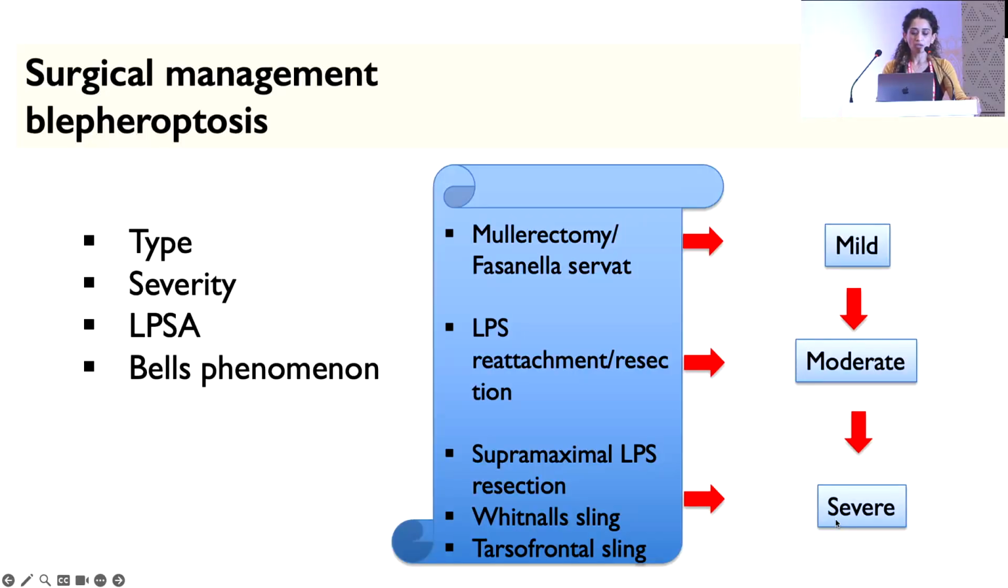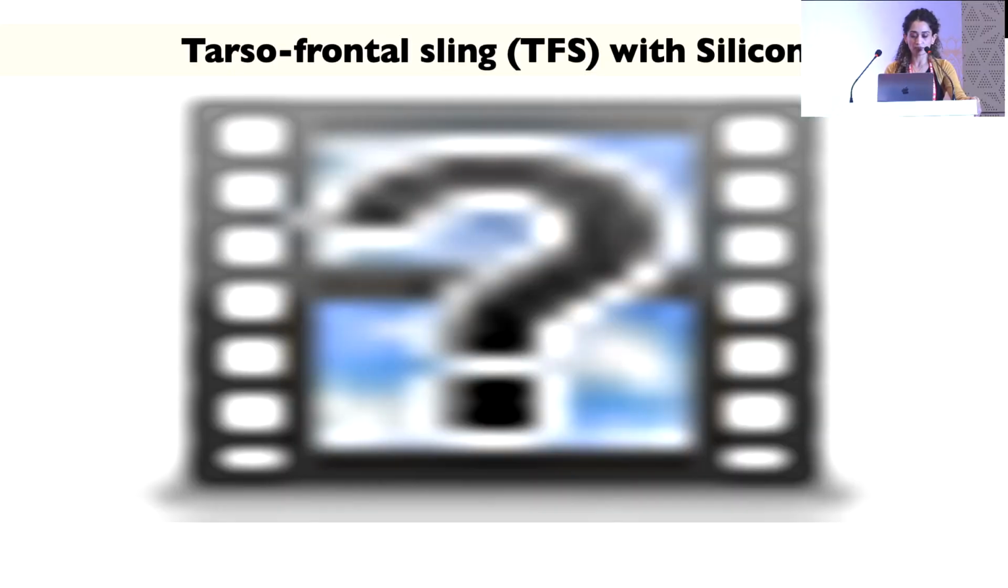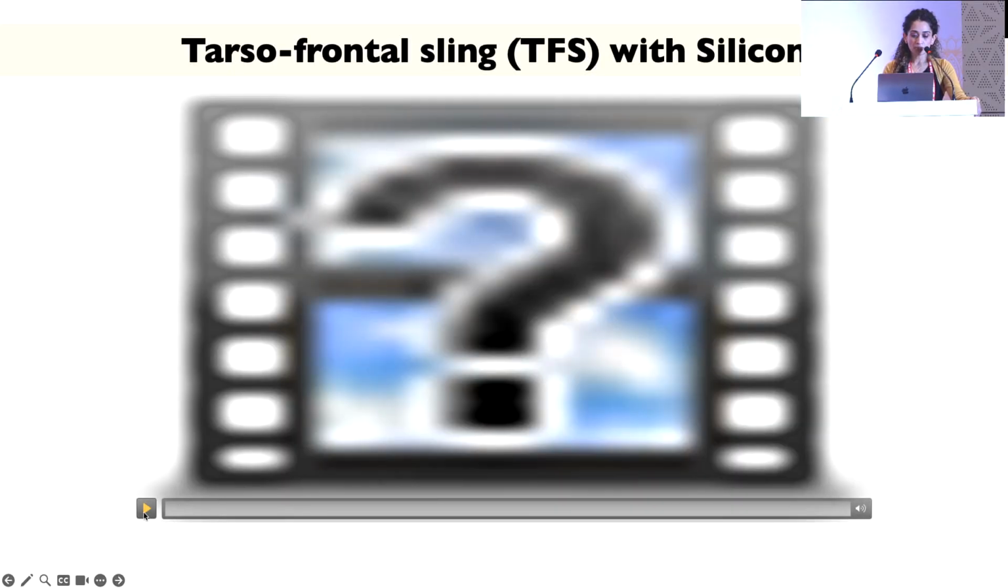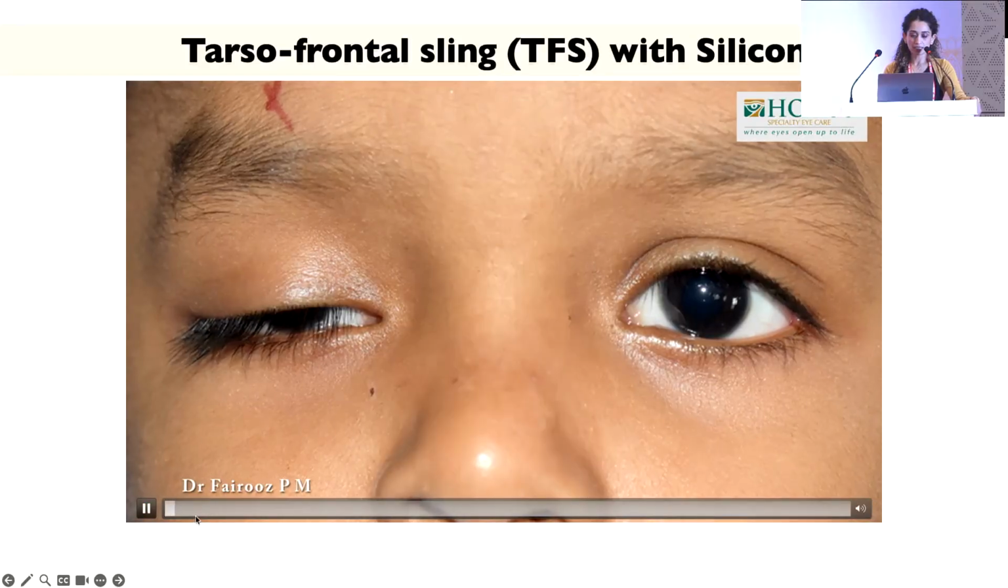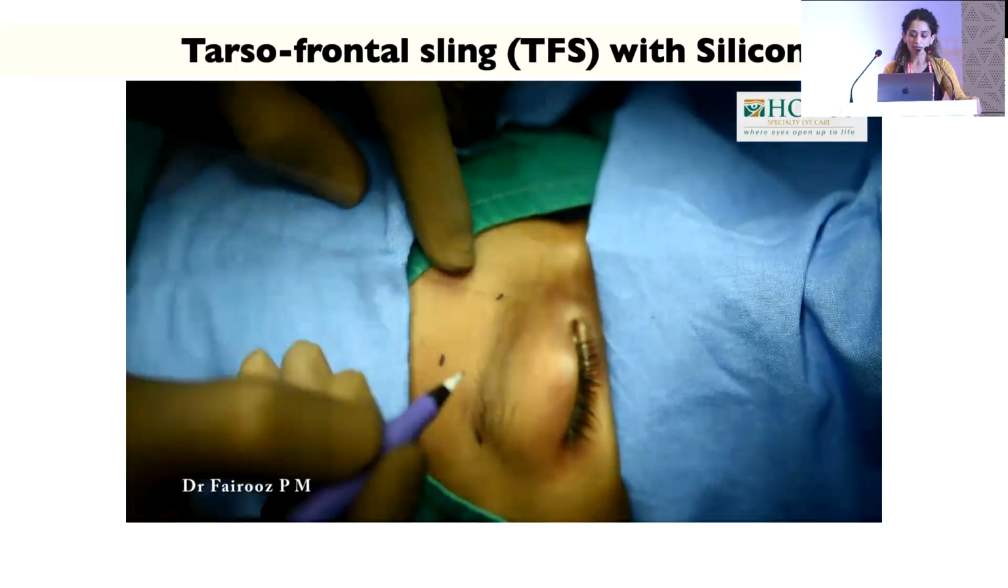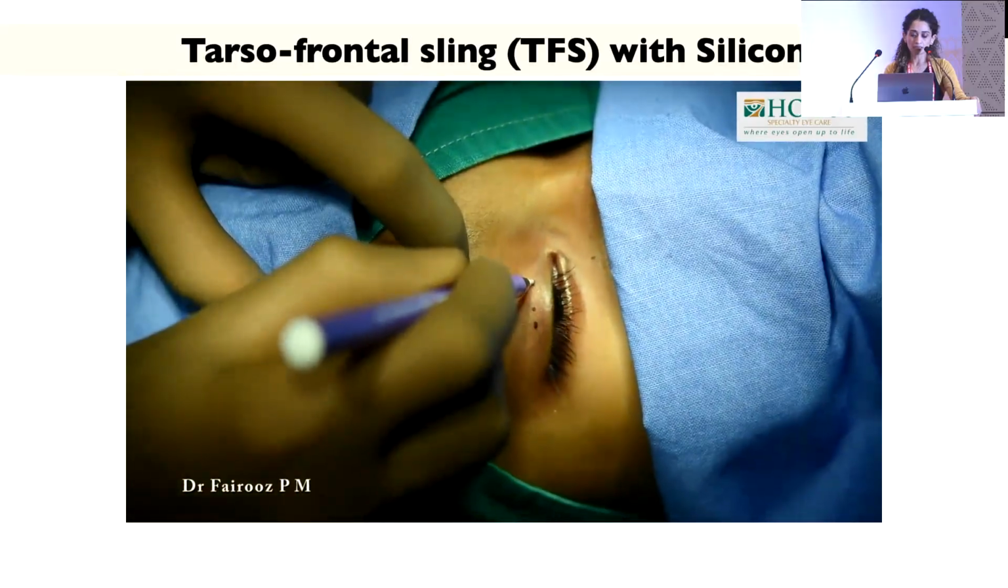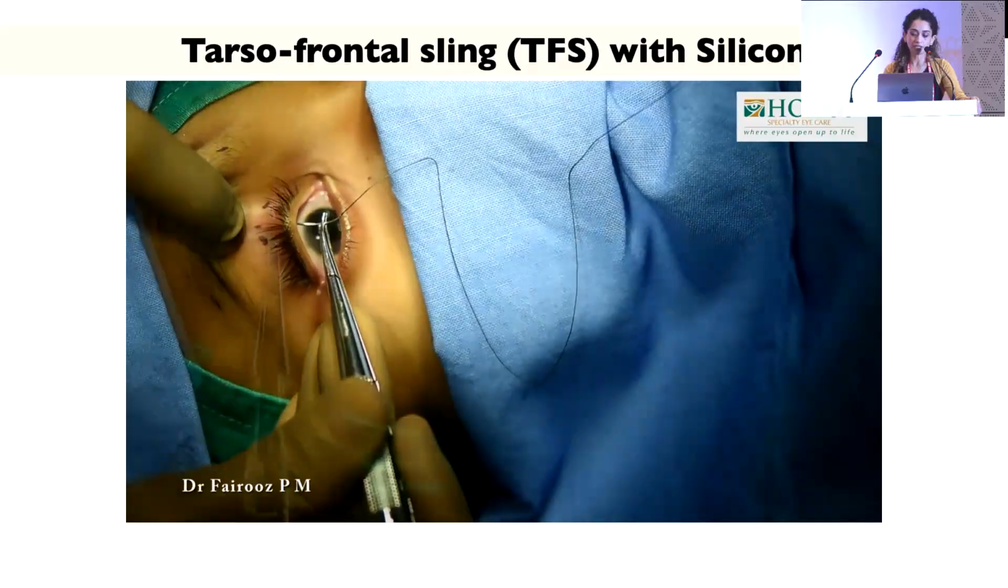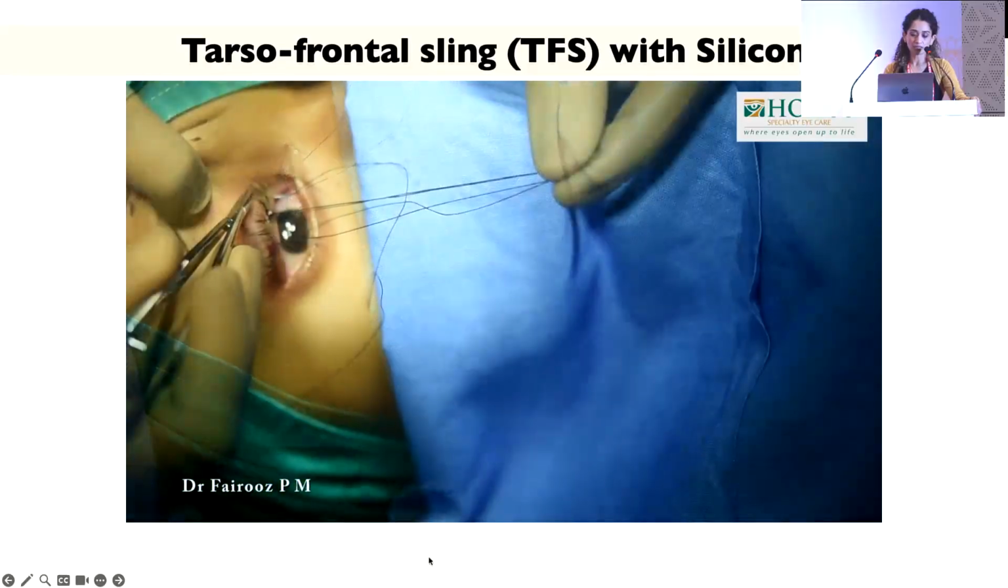Now, the various options we have in mild ptosis, Mullerectomy, Fasanella-Servat, in moderate, LPS reattachment or resection, in severe, supramaximal LPS resection with Whitnall sling and tarsofrontal sling. So this is how we do a tarsofrontal sling, simple procedure. This is how we mark the eyebrow. That is a lid near the lash. So we take traction sutures.